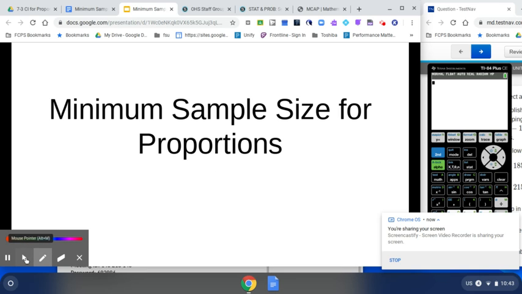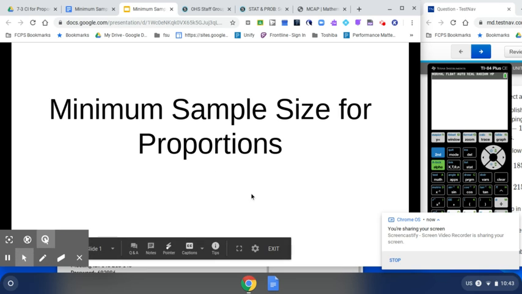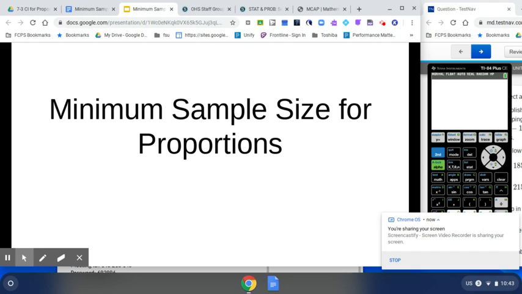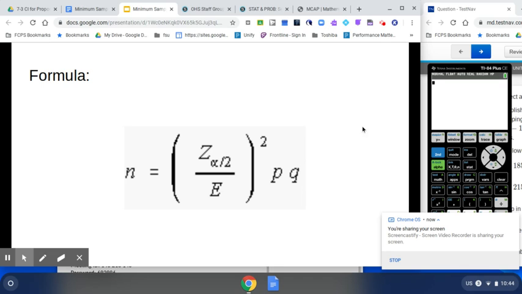Okay, today we're going to be talking about minimum sample size for proportions. We talked about minimum sample size for means just a few lessons ago. This is going to be very similar, but it's going to estimate the sample size needed again when we're given a proportion rather than a mean scenario. Here's our formula that we're going to use.